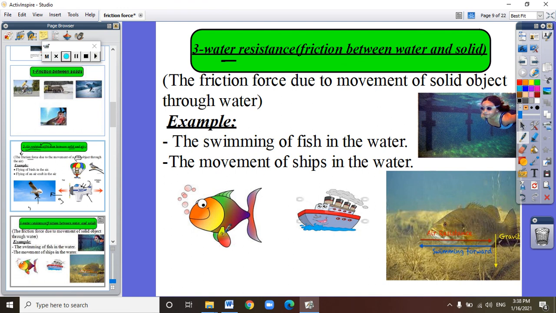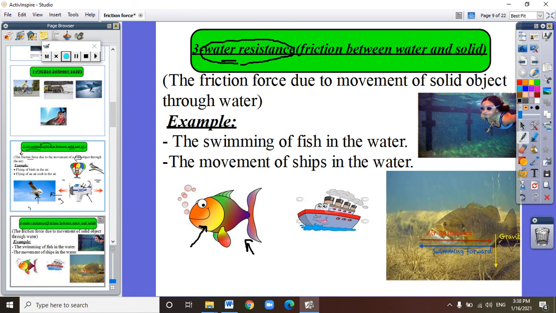If the body is moving inside the water, like this fish, its body is solid and it's moving through the water. So the body of the fish is touching the water. So there is friction force between two surfaces, which are solid and water. So this type of the friction force, we call it what? Water resistance. And also this girl is swimming in the water.